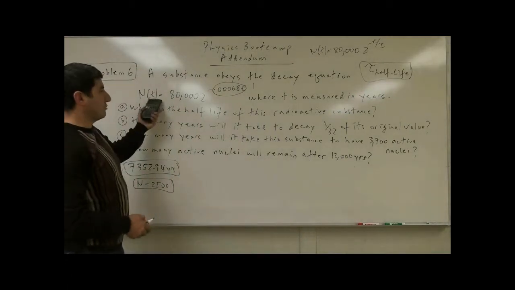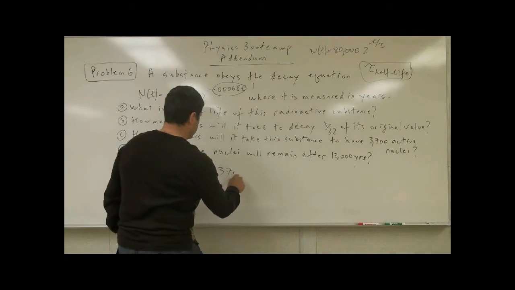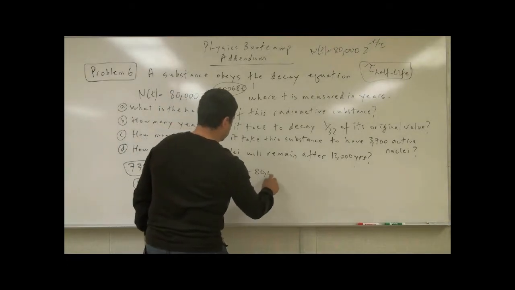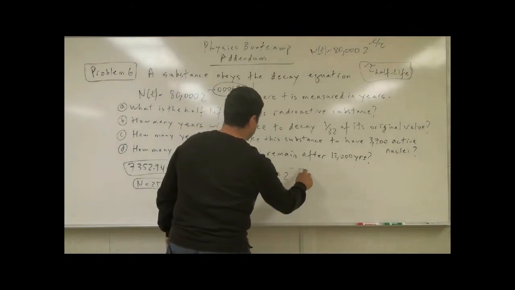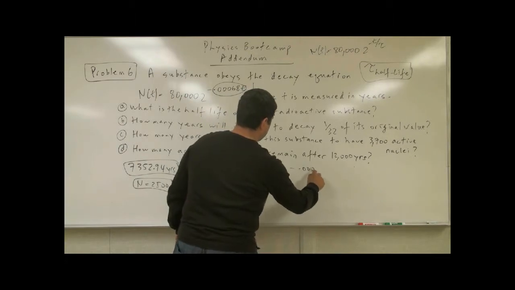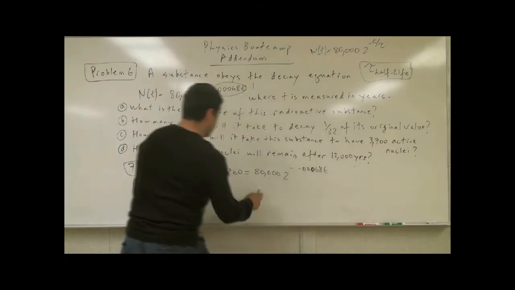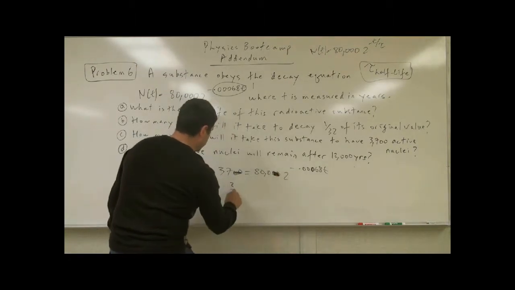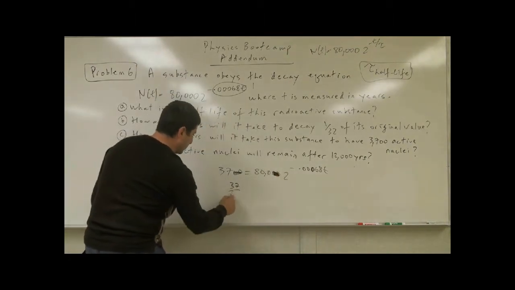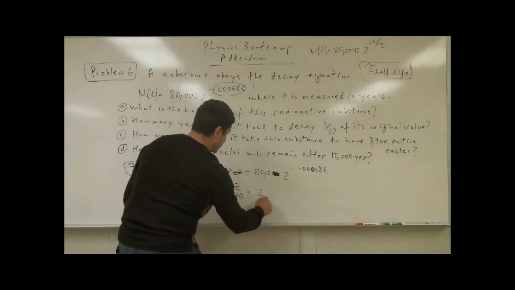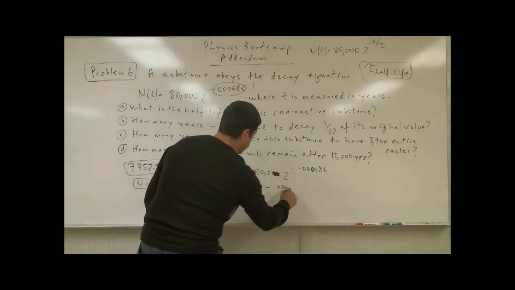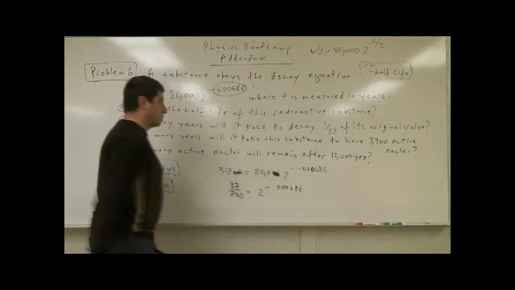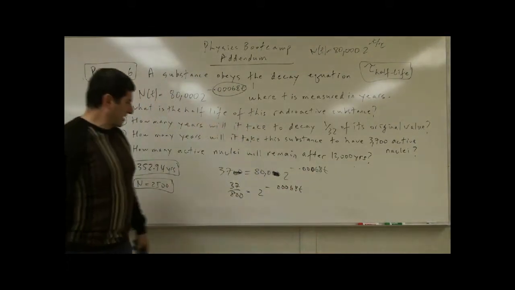Well, I put 3,700 here, 80,000 times 2 to the power negative 0.00068 t. I could get rid of two of the zeros here. Then I'll have 37, and then bring down the 800, 2 to the minus 0.00068 t. So if I want to know what t is, what am I going to do?